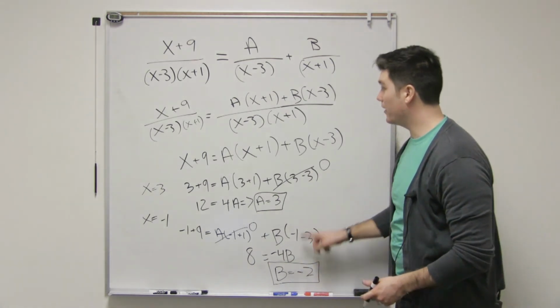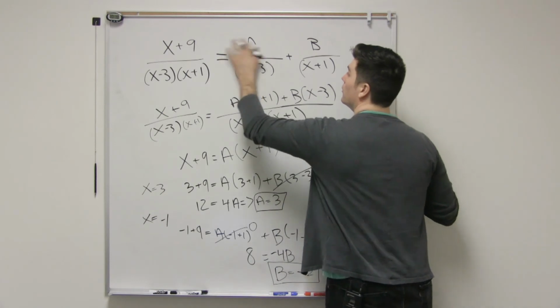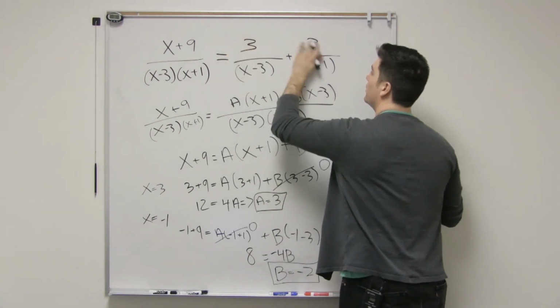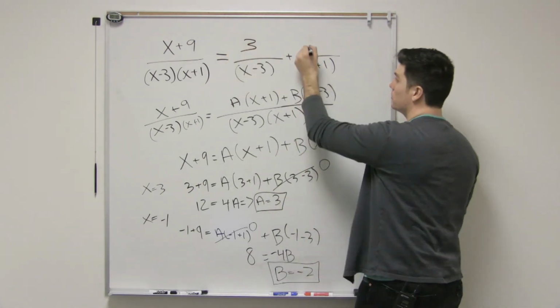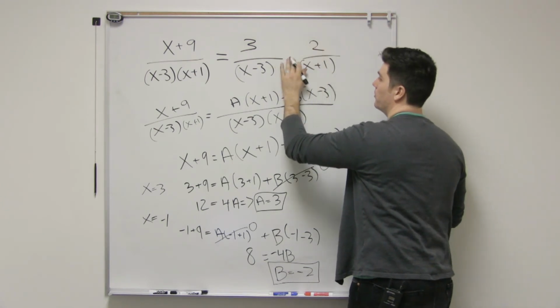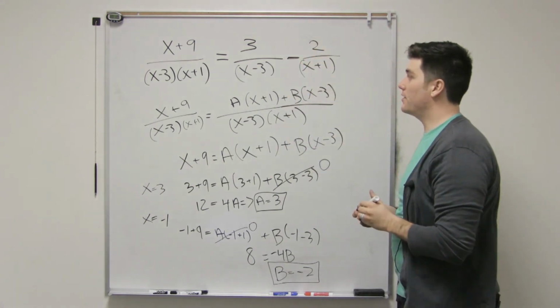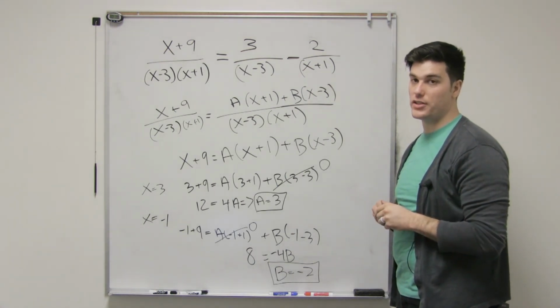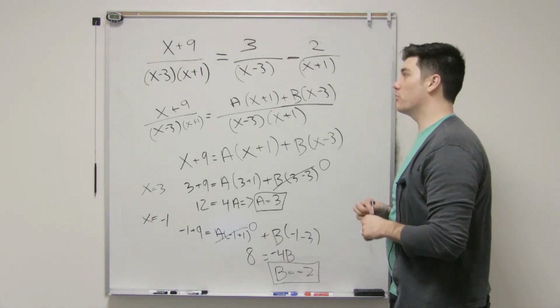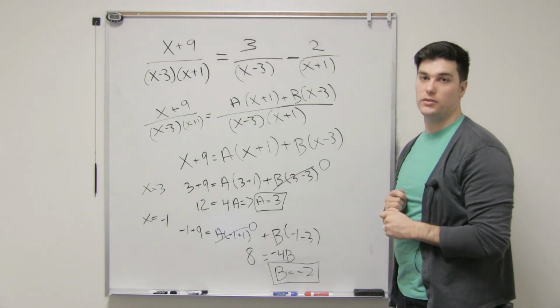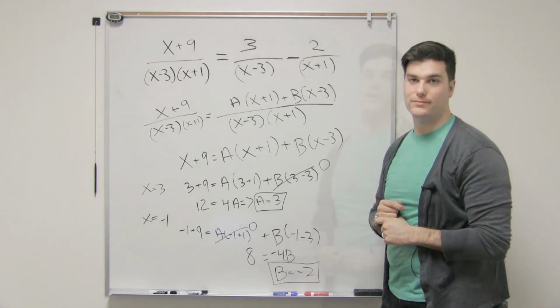And then we take our a and our b and we plug them back in. a equals 3, b equals -2. I'm going to put the negative down here, so -2. And that's the answer we got before. So there's another way to do it, but it doesn't always work. So know how to do the system of equations as well.